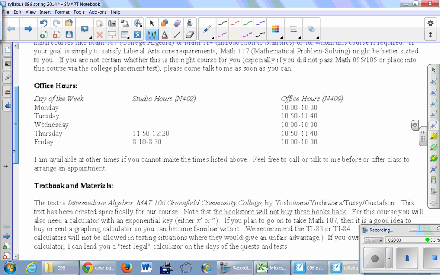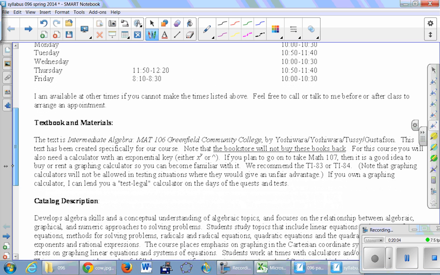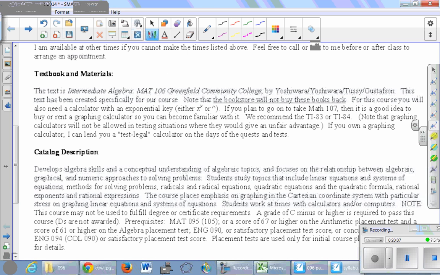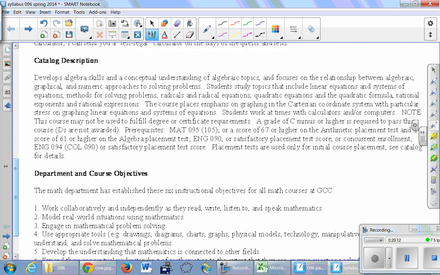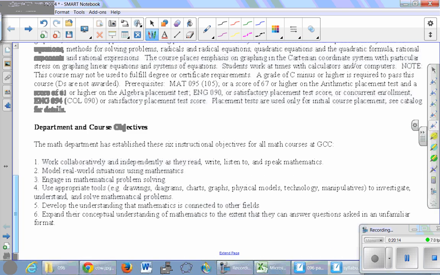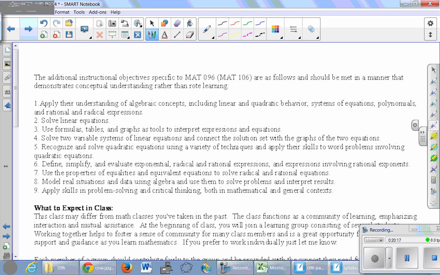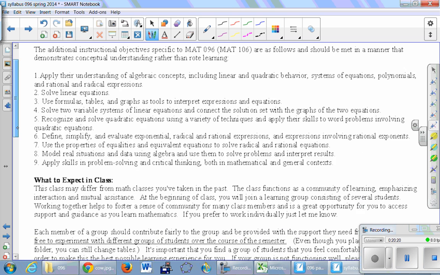Okay, my office hours are down here. There's information on the textbook and the calculator that you might need for this class here. You are welcome to read the catalog description. The department has some general goals for every math class. On the next page, there are specific goals to this math class. You can read through those later.